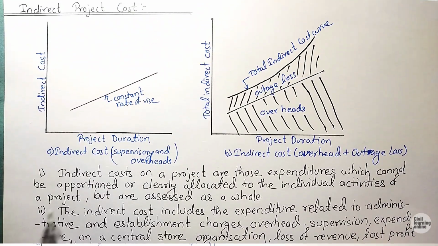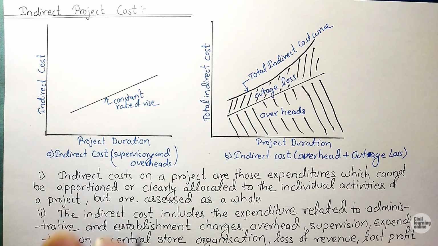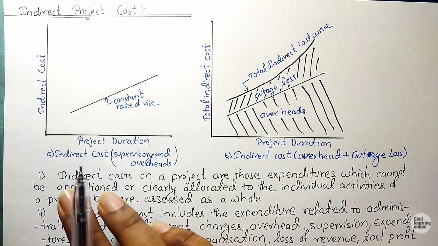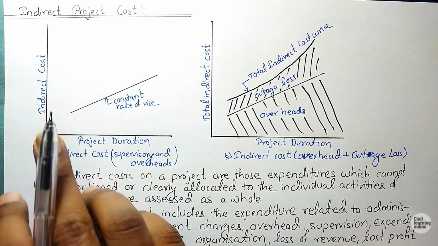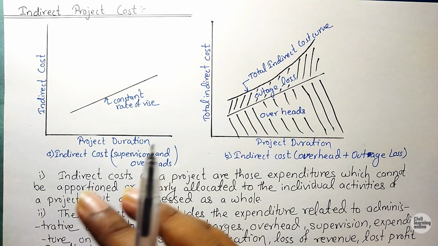So here comes indirect project cost. Indirect project cost increases with time. We will learn what things come under indirect project cost, and why it is a straight line and why it becomes a curve.